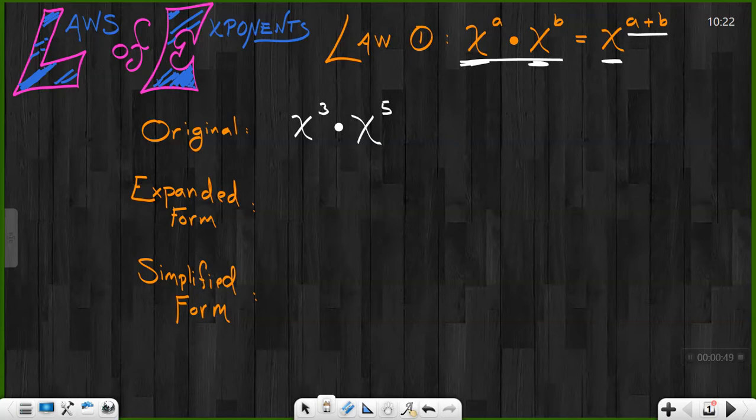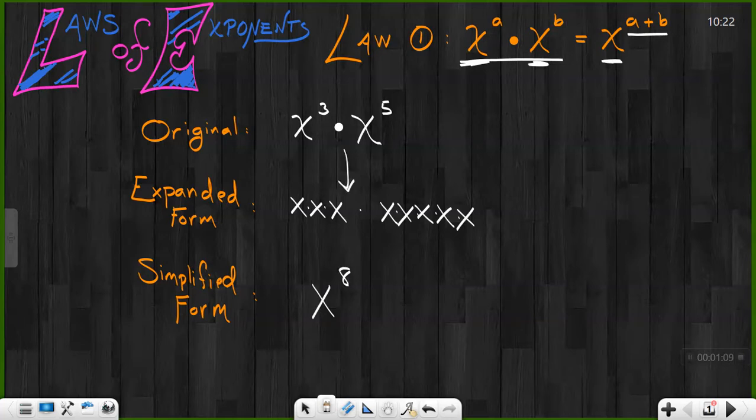In this case, x cubed means x times x times x, and x to the 5th means x multiplied by itself 5 times. And if I'm multiplying these two together, I'm really just multiplying all of these x's together, and that's a total of 8 x's that I'm multiplying all together. And that's what we see. If the expanded form here represents multiplying 8 x's together, then x to the 3rd times x to the 5th is equal to x to the 8th. And that's where we get our law from.